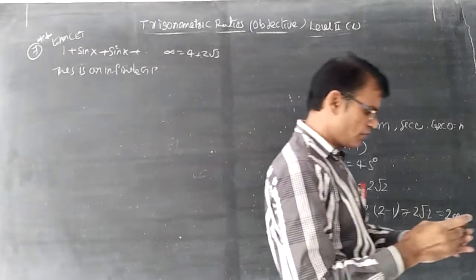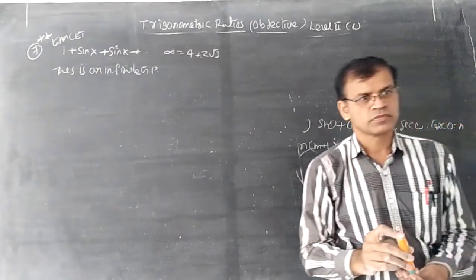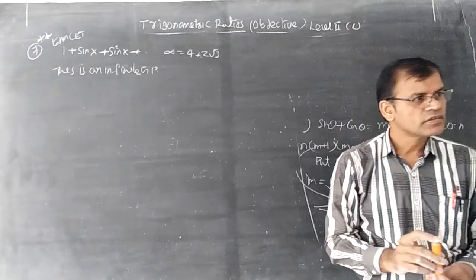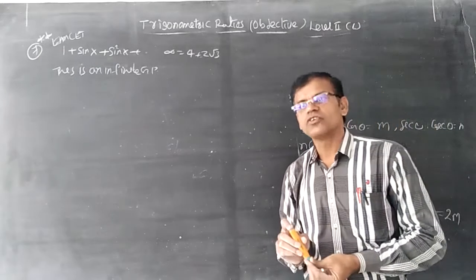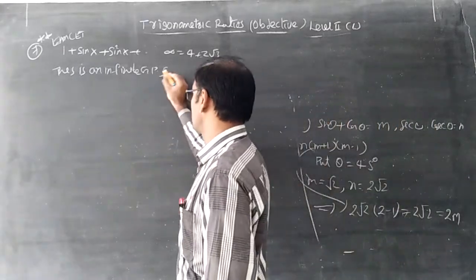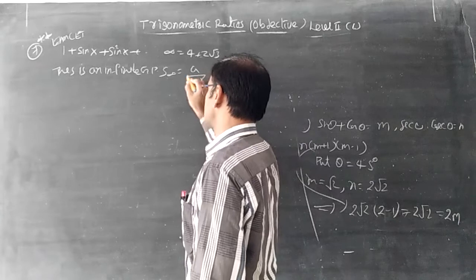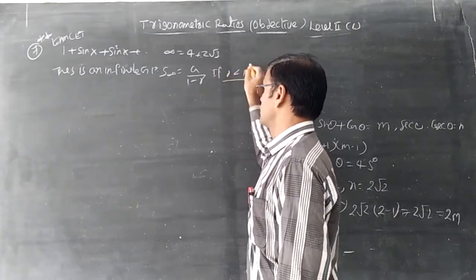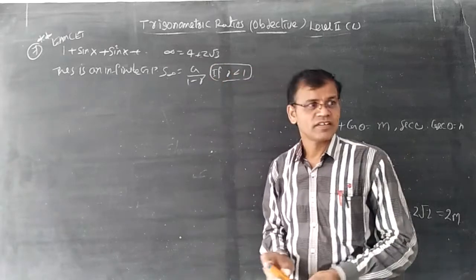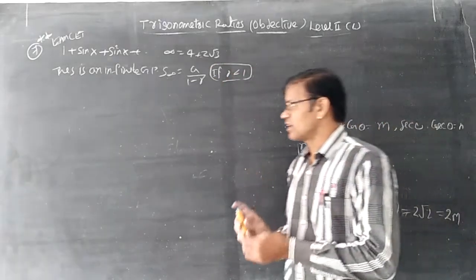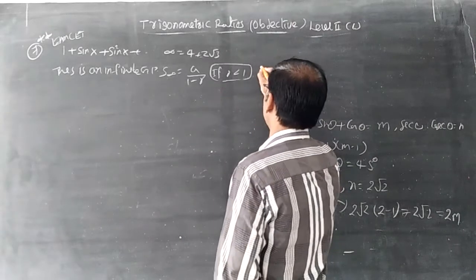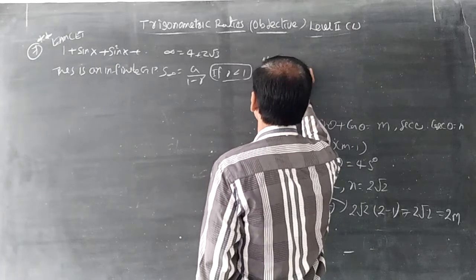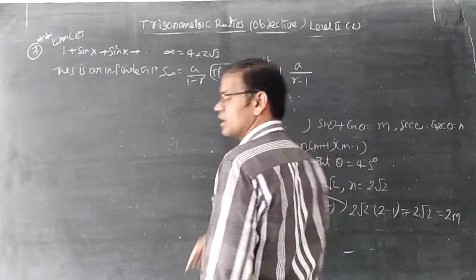We have an idea about the sum of infinite GP terms. Do you have the S infinity formula? A by 1 minus r if r is less than 1. So remember the formula: A by 1 minus r if r is less than 1, and A by r minus 1 if r is greater than 1.